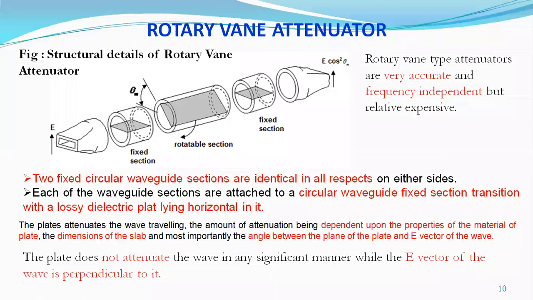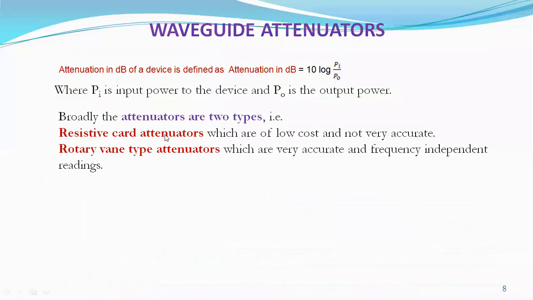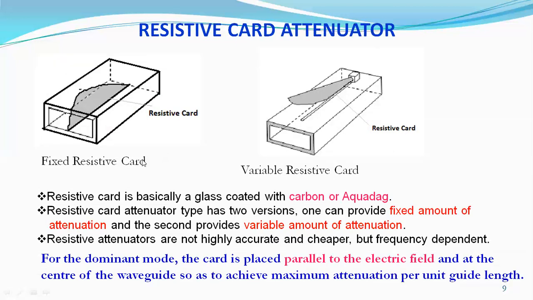So these are the waveguide attenuators. In waveguide attenuators, we have two types: resistor card attenuators and rotary vane type attenuators. For resistor card attenuators, we have the fixed resistor card attenuator and the variable resistor card attenuator. In the fixed one, the resistor card is fixed inside the waveguide, and it exhibits fixed attenuation. In the variable resistor card, the resistor card is inserted on the broader wall of the waveguide. This is some screw. Based on the depth of the penetration, the attenuation varies.